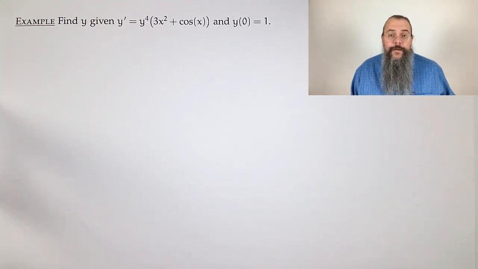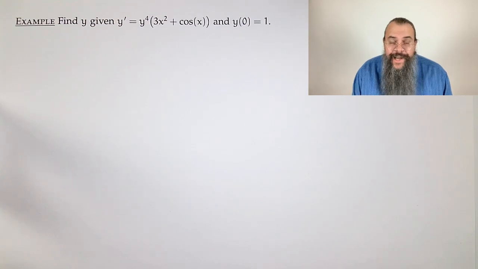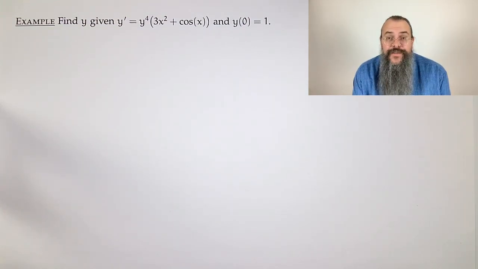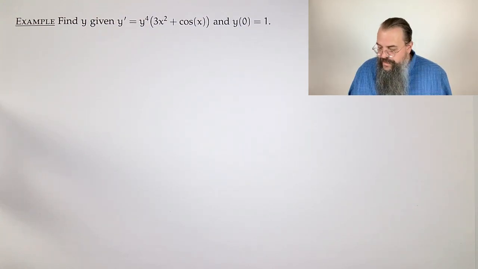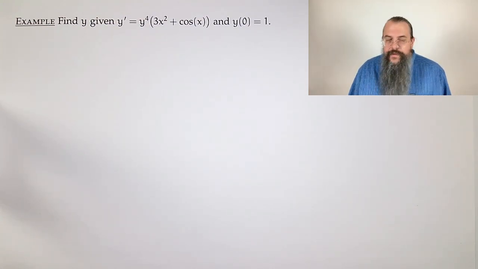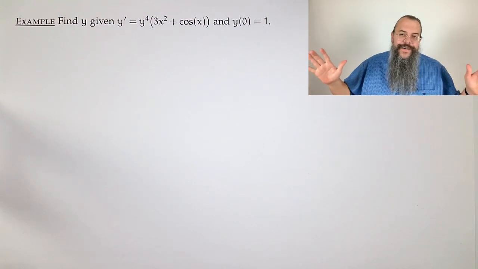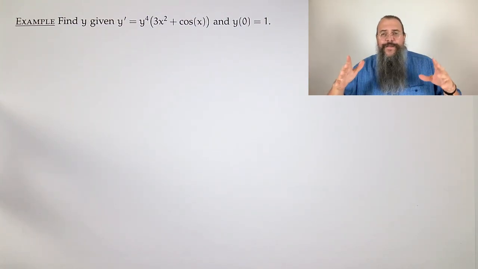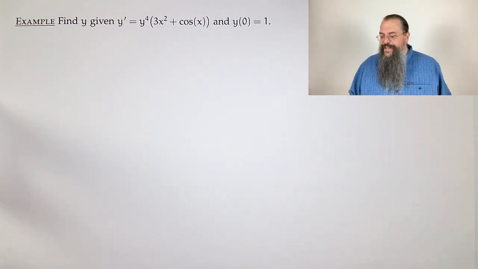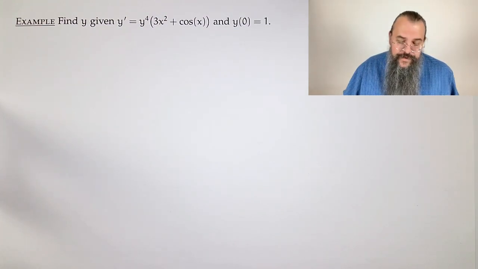Find y, given y prime equals y to the 4th times 3x squared plus cosine of x, and that y of 0 equals 1. Okay, great. No more word problems, right? Good. Back to just straightforward, no surprises. Let's just do it.